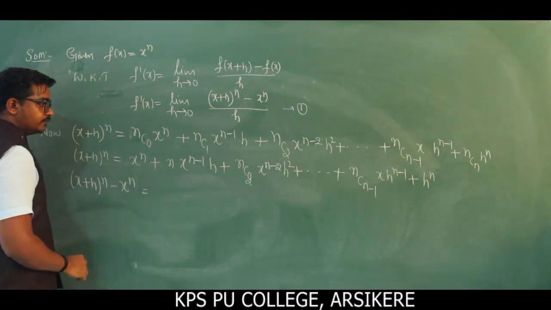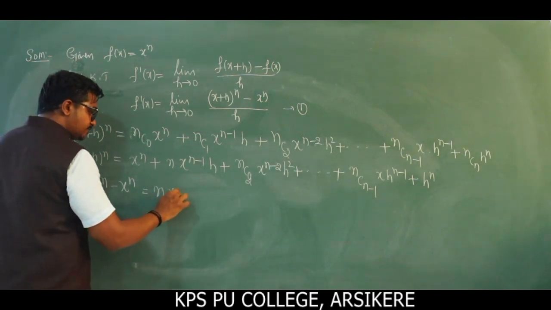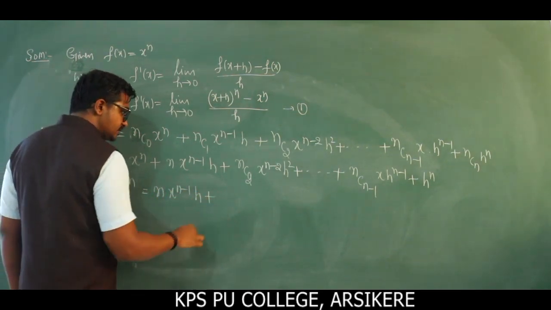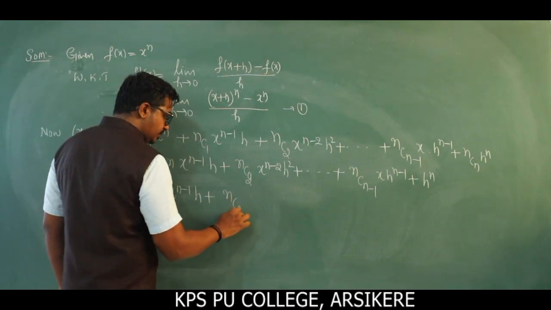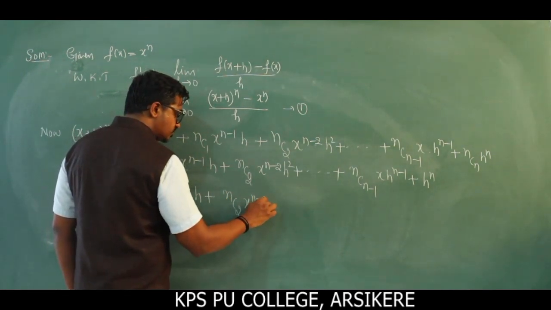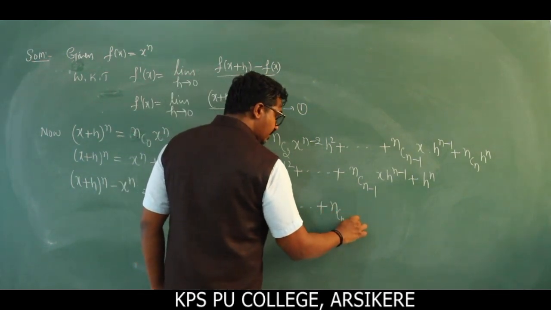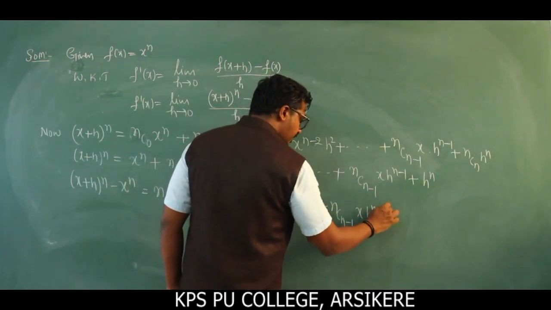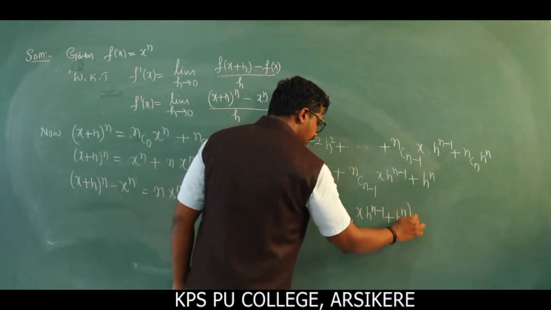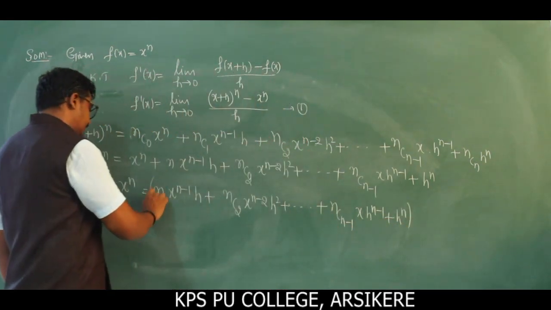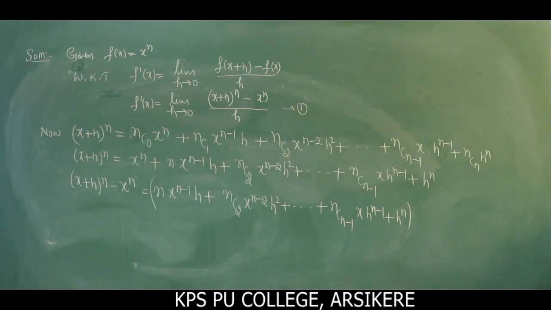is equal to n into x power n minus 1 into h plus nC2 into x power n minus 2 into h square plus and so on plus nC(n minus 1) x into h power n minus 1 plus h power n. If you observe carefully in the right hand side, this is our required expression, (x plus h) whole power n minus x power n, the numerator.